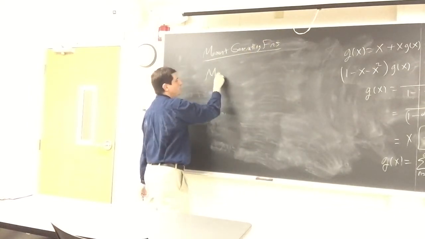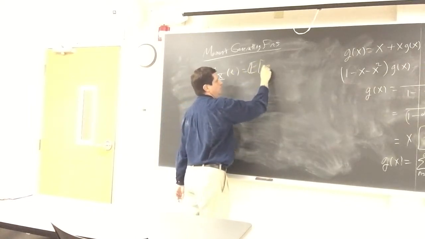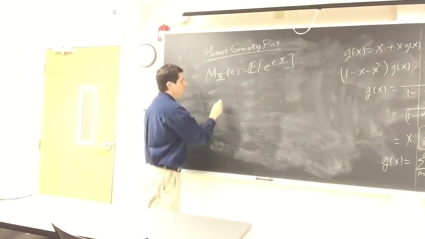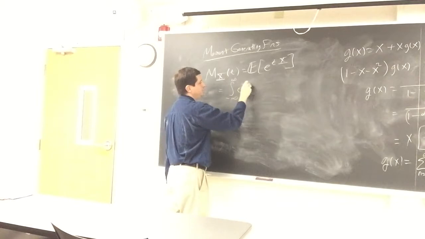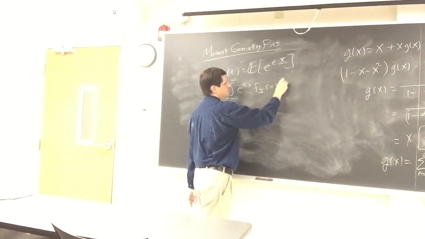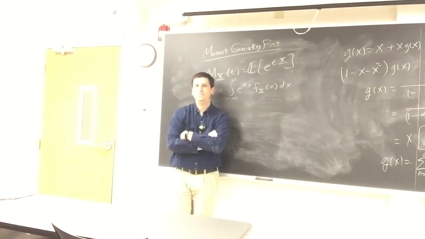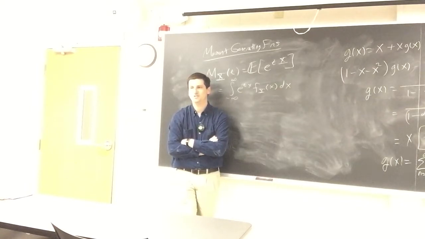So we will define the moment generating function of a random variable to be the expected value of e^(tX). And this means it's the integral from minus infinity to infinity of e^(tx) times the density dx. Okay. I'd like to do this integral. Any thoughts as to how we can do this integral?